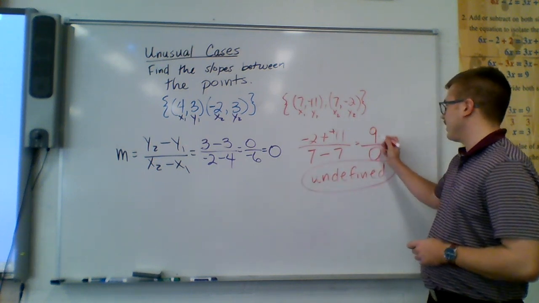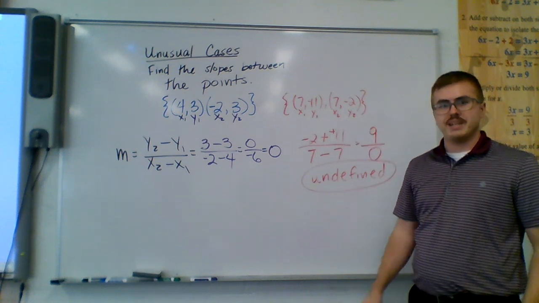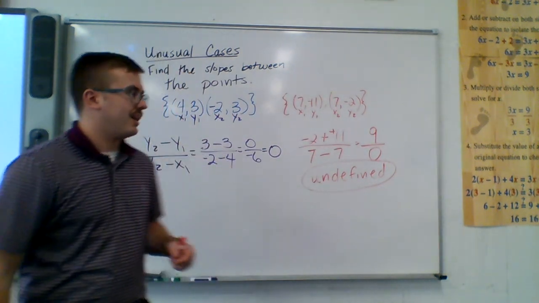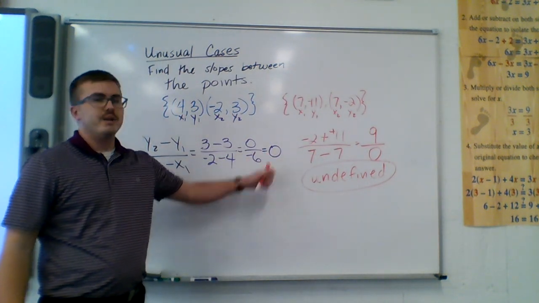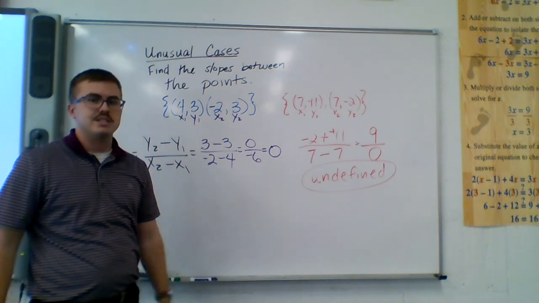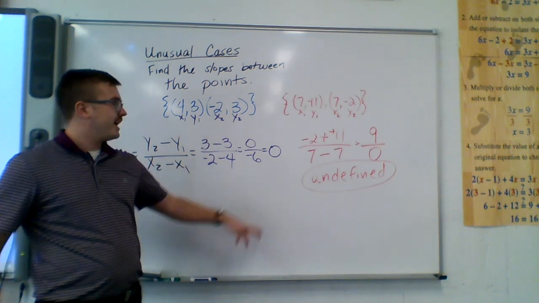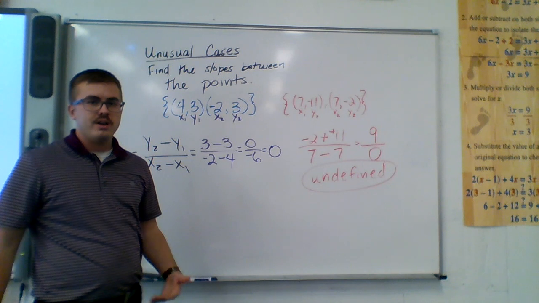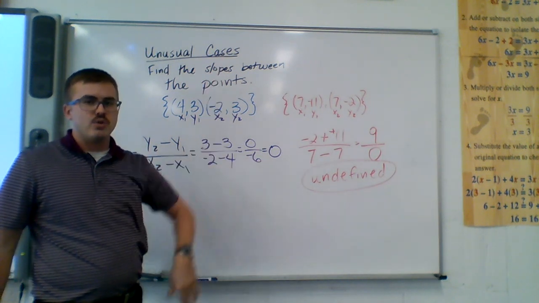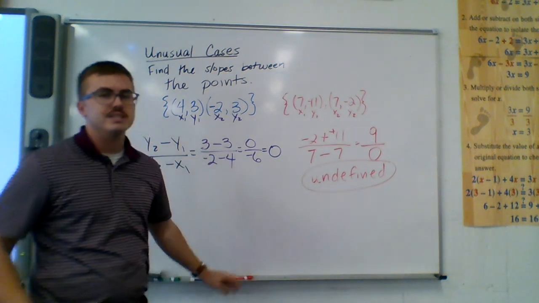So if you get something like this where you have to divide by 0, that means that the slope is undefined. Over here, if you get 0 divided by a number, that means the slope is 0. That doesn't mean there's no slope. That means that the slope is just 0. If you think about that on a ski hill, if you had a slope of 0, that would just be flat ground. There's no rise, there's no run, it's just flat ground. It's just a slope of 0.